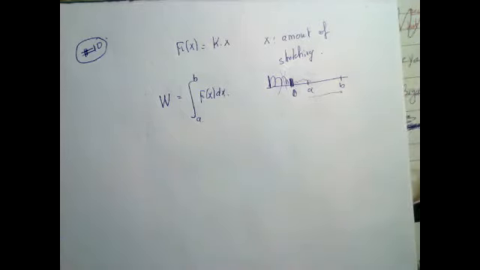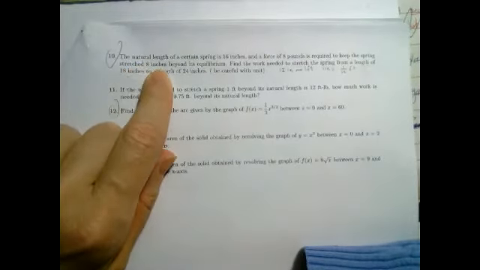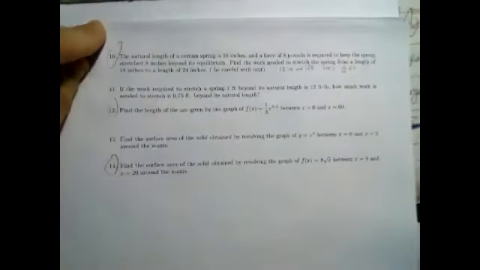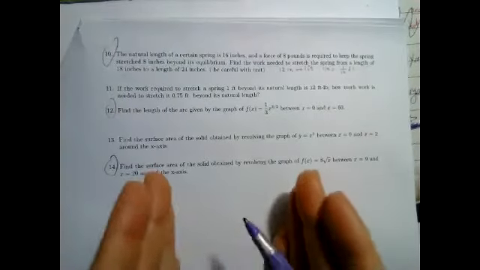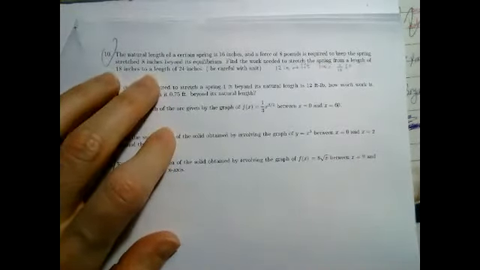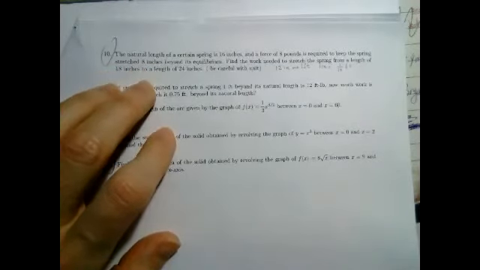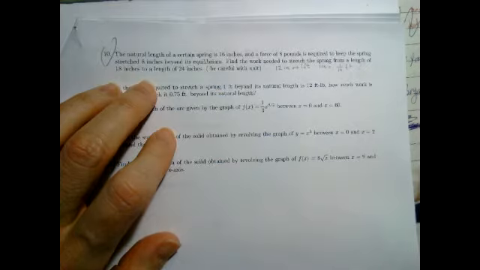Okay, so I will read the problem and I will do it. They tell me the natural length of a certain spring is 16 inches. So that's its natural length. It means at rest, that's how much. And a force of 8 pounds is required to keep the spring stretched 8 inches beyond its equilibrium. Find the work needed to stretch the spring from a length of 18 to a length of 24.